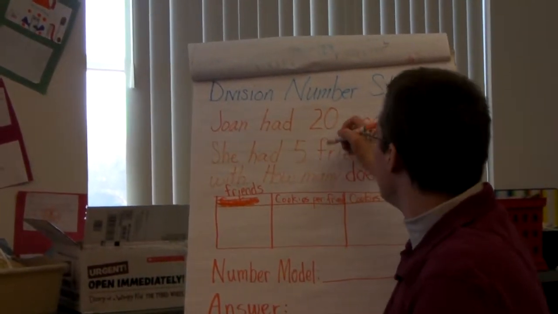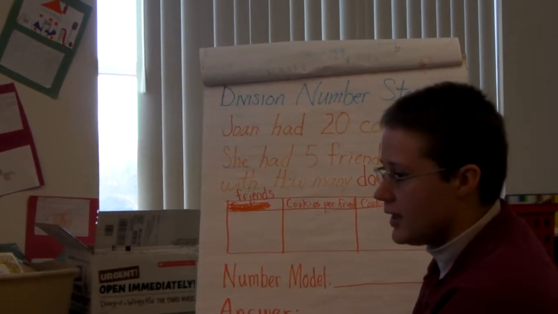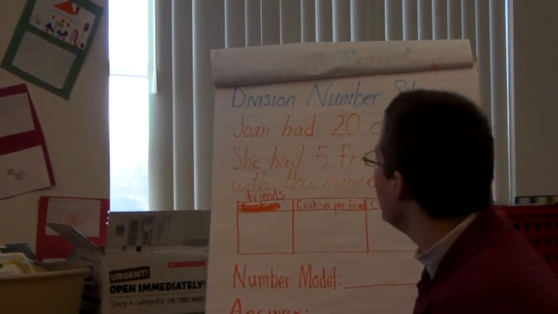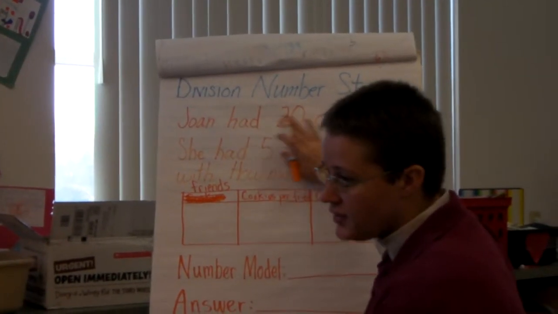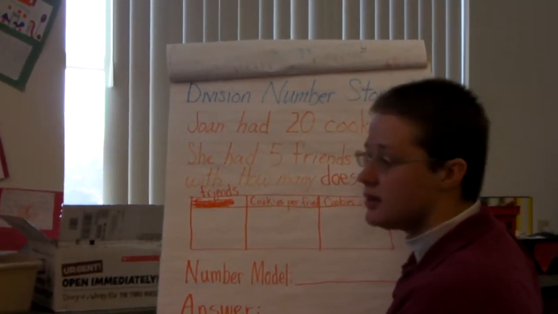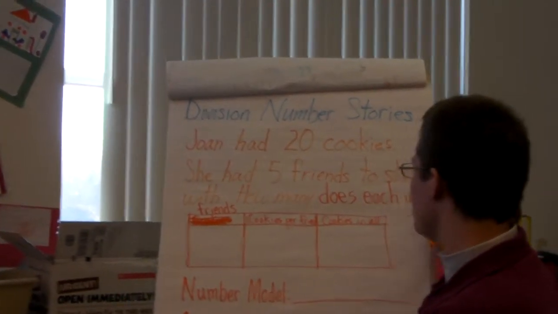Okay, so today we're talking about division number stories. Yesterday we worked on just dividing up numbers, breaking numbers apart. So this is kind of the same thing, except you have a story to go with it. So let's say Jane had 20 cookies. She had 5 friends to share with. How many cookies does each get?